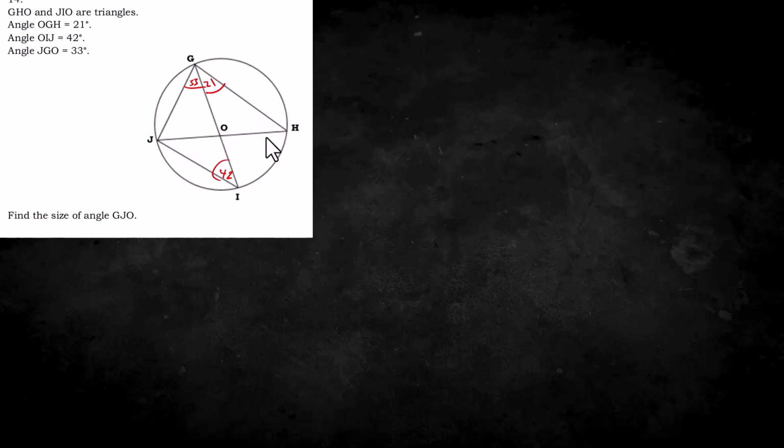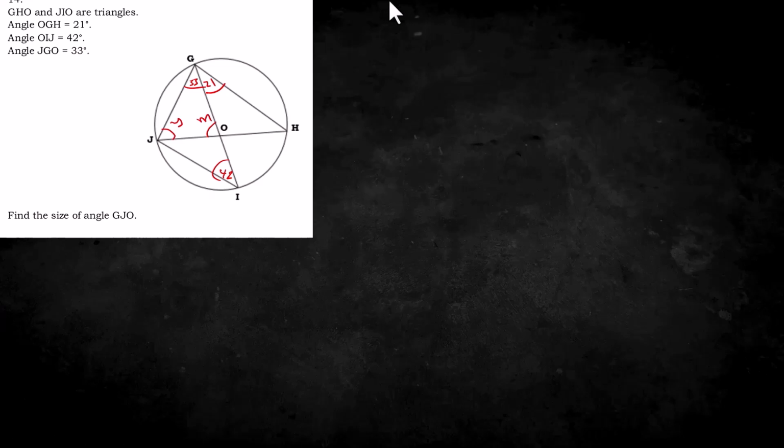The question says find J. We want this side. Once we know this side, we can find this side. So 33. Let's call this side Y and this side M. O is the center, so twice of this will give us that.